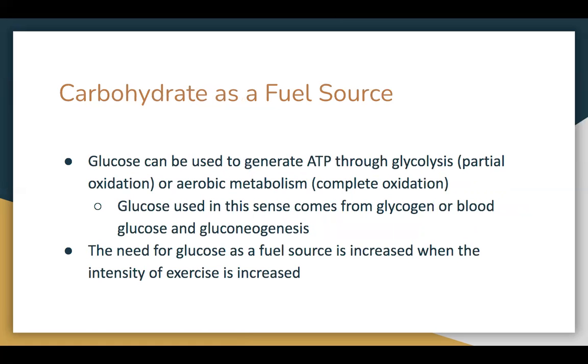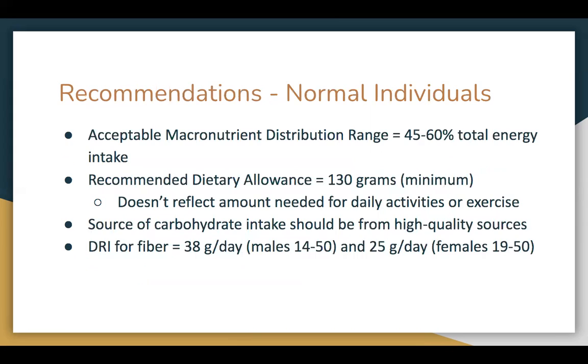So, carbohydrate can be used as a fuel source. Glucose can be used to generate ATP through glycolysis in aerobic metabolism. And this glucose comes from either glycogen or blood glucose and gluconeogenesis. The need for glucose as a fuel source is increased when the intensity of exercise is increased.